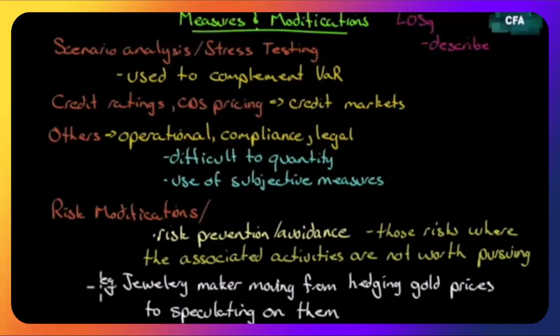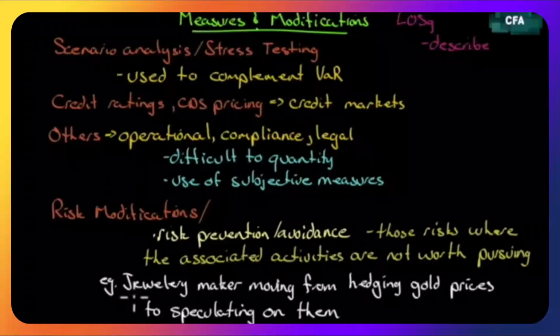Risk modification. Great. We've talked about risk up to here, right? Let's look at, well, now what do we do? How do we deal with this risk? Well, let's start with risks we simply do not want, period. There is risk prevention or risk avoidance. Simply stay out of the way. Those are risks where the associated activities are just not worth pursuing. The risk is simply too great.